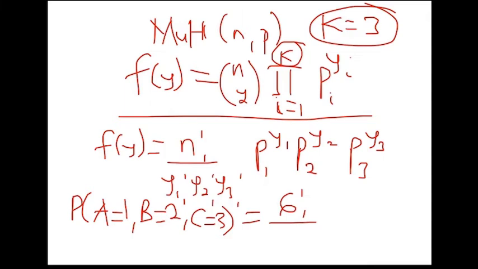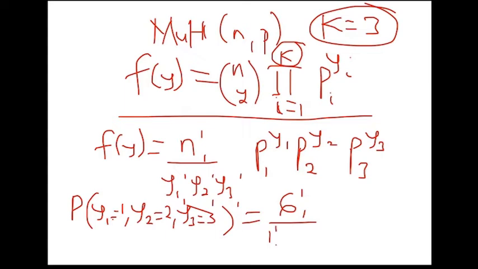What I'm trying to say here is that I basically want to find the probability of Y1 equal to 1, Y2 equal to 2, and Y3 equal to 3. That's what I want to find. So I'm going to have 1 factorial, 2 factorial, 3 factorial.